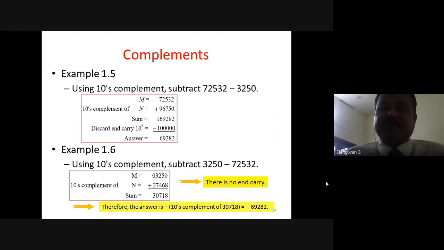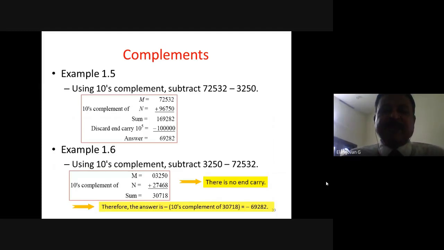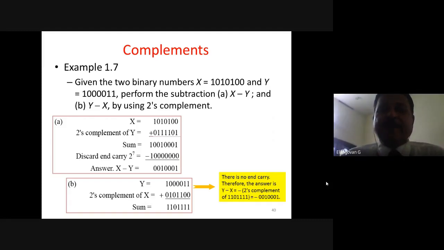Now we are not doing the subtraction, because the negative sign is included in the number itself. Now we are adding the two. If you add the two numbers, you will get 169282. That is the sum we are getting. Now from that we will discard the carry, and we end up with the answer 69282. So if you subtract 3250 from 72532, you will end up with 69282. That is for conventional numbers. In similar fashion, we'll straight away move on to another example with binary numbers.